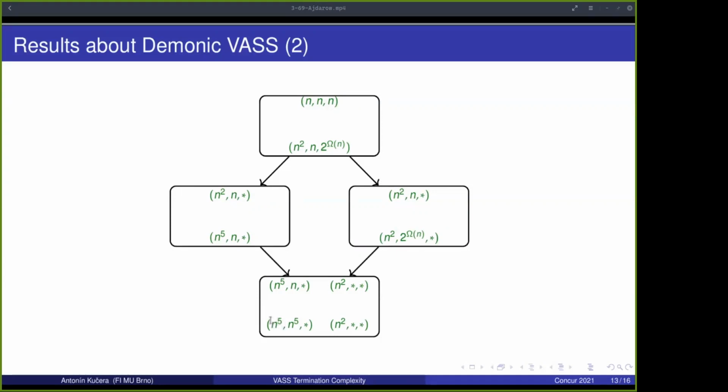n cubed, it suffices to guess an appropriate path in this graph and verify that the associated growth of the counters, which is unique, is such that the first counter is indeed pumped beyond n cubed. In this case, the witness would be this path. And this leads to the NP upper bound presented in theorem 1. The other bounds are obtained similarly.